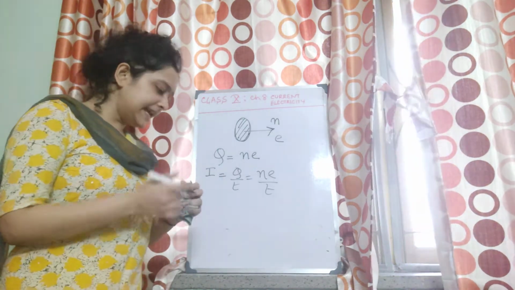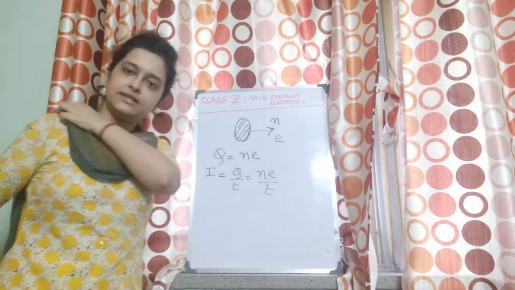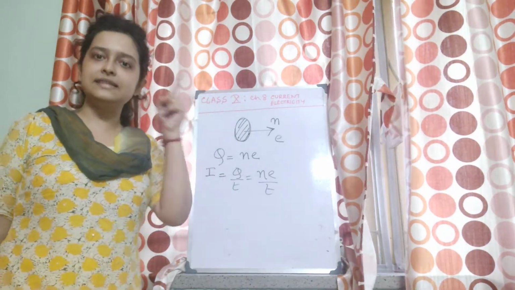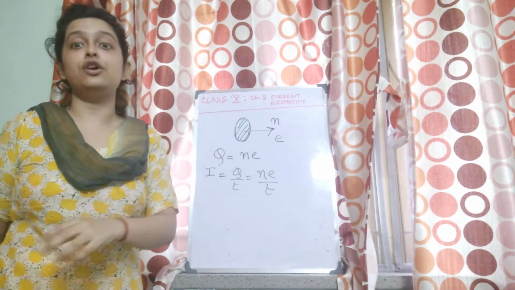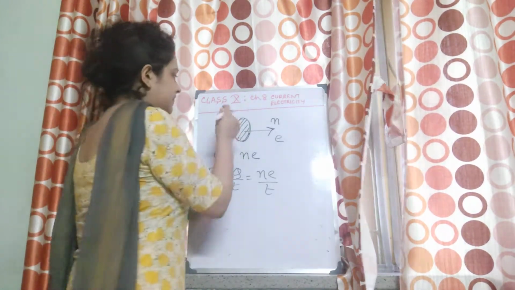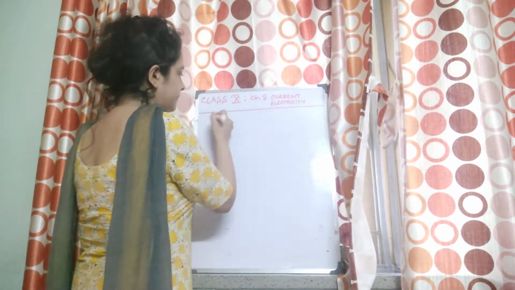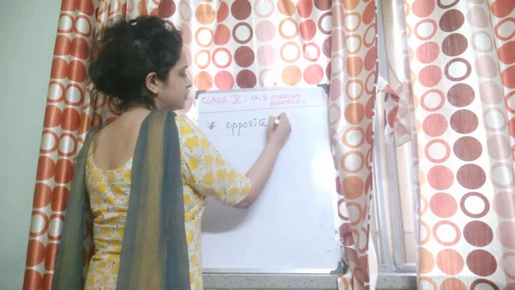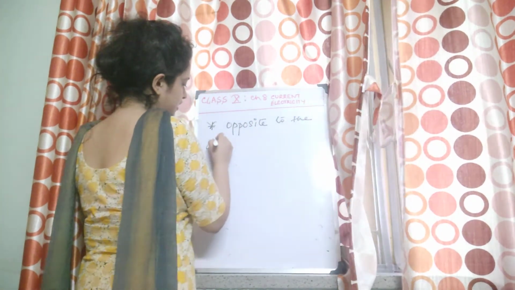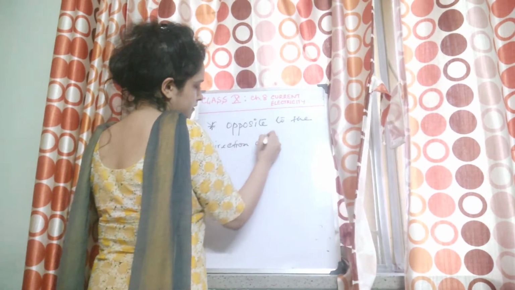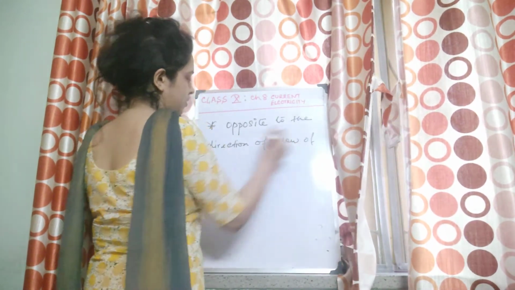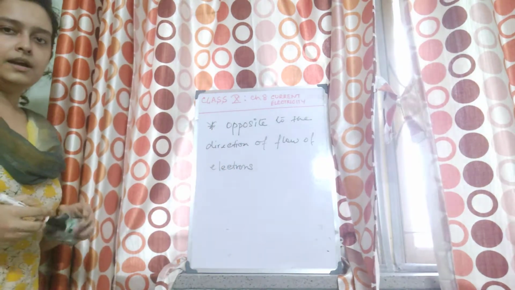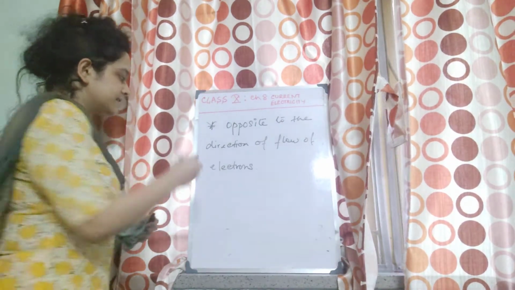Okay. Now current is a scalar quantity. By the direction of current, we mean the direction in which current is flowing. That means we will understand it is the direction opposite to the direction of flow of electrons. Remember, the conventional direction of current is opposite to the direction of flow of electrons. Okay, so current is a scalar quantity.